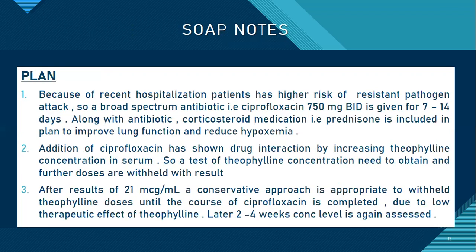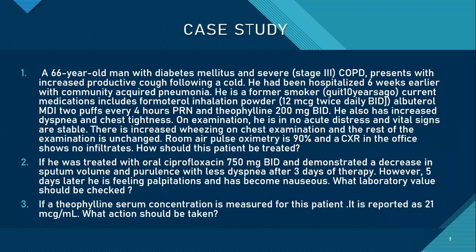So for this assessment, what we have done: because of recent hospitalization, the patient has a higher risk of resistant pathogens. So a broad spectrum antibiotic is used, ciprofloxacin 750 milligram BID given orally for 14 days. Along with the antibiotic, we also use a corticosteroid medication, that is prednisolone, included in the plan to improve lung function and reduce hypoxemia. So in the case study, we get a condition that if oral ciprofloxacin 750 milligram BID causes palpitations and nausea, what lab values should we check?